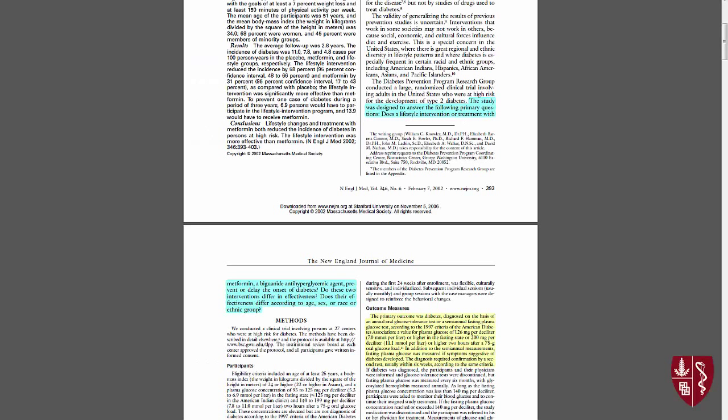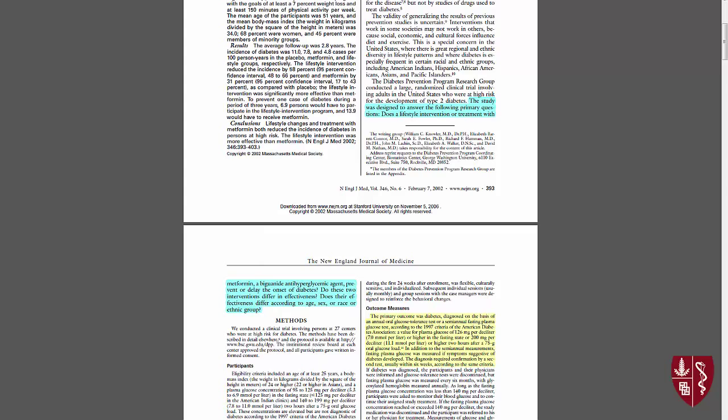But I want to show you a trick I do, and I'm sure you all do this too: I tend to mark up the PDF of a paper, and I will use different color codes, which may not be necessary. But as you can see, the research question is clearly identified in the last couple of sentences before the methods. So this study was designed to answer the following primary questions. Does lifestyle intervention or treatment with metformin prevent or delay the onset of diabetes? Do these two interventions differ in effectiveness? And they also wanted to know whether the effectiveness of the interventions differed according to age, sex, race, or ethnic groups.